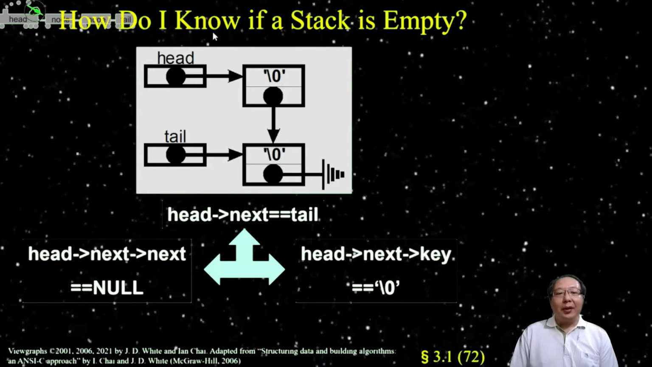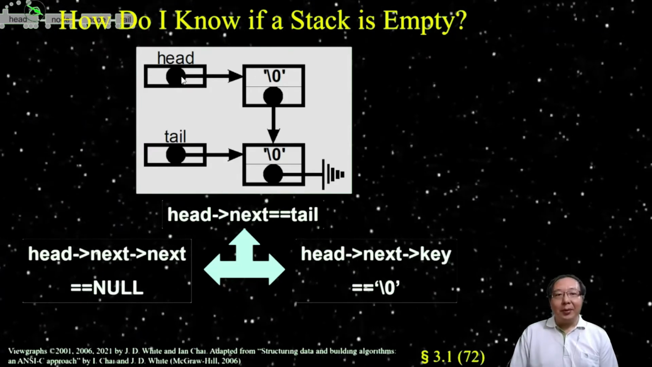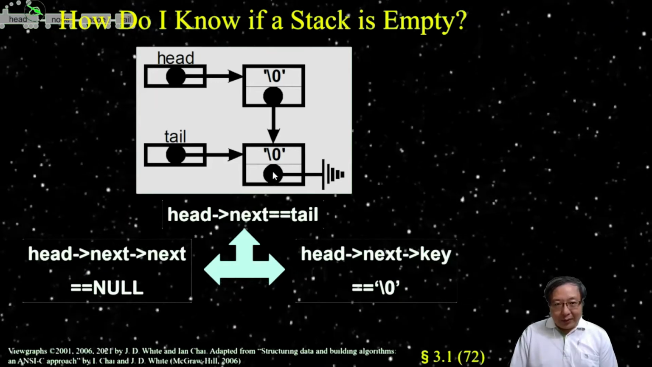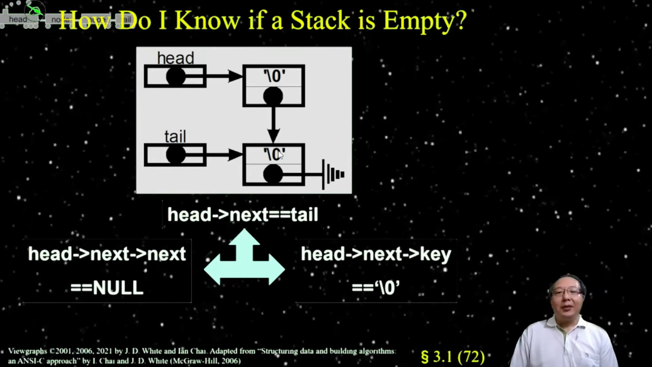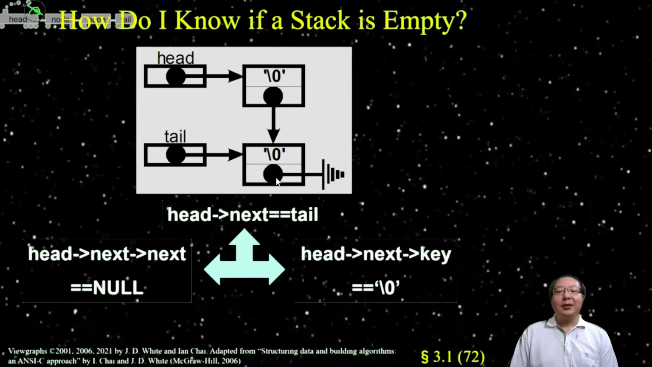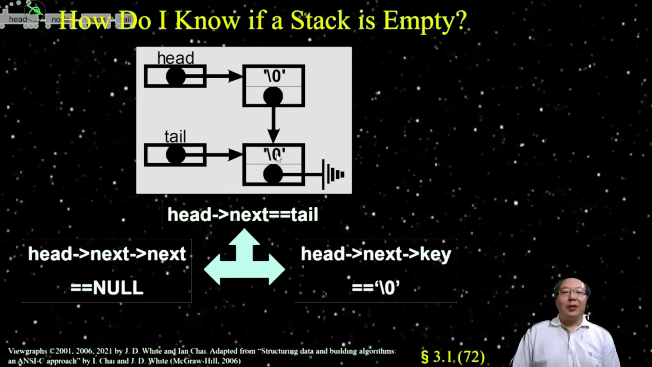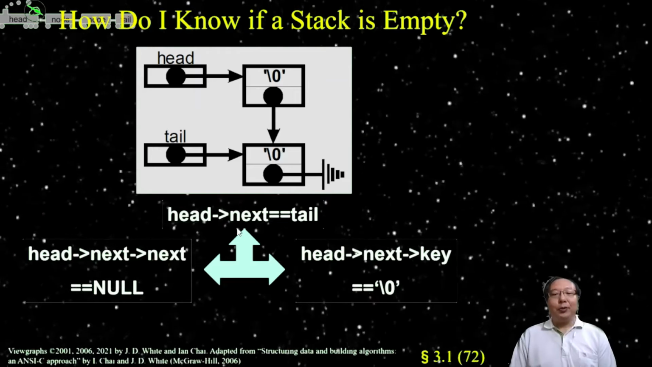Another way is to say head arrow next is null. That means this pointer here is null. So whether the key is null or the next is null, both of them mean that you have no data in between.